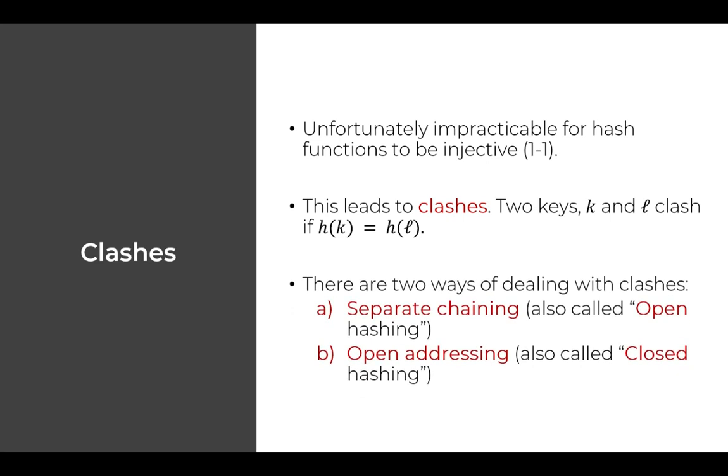There are two ways of dealing with clashes. Either we use separate chaining, also called open hashing, or we can use open addressing, also called closed hashing. We're going to address both of them. But first, let's look at separate chaining.